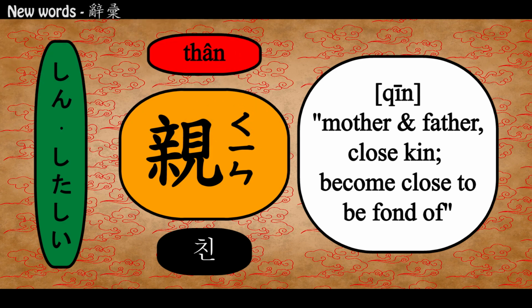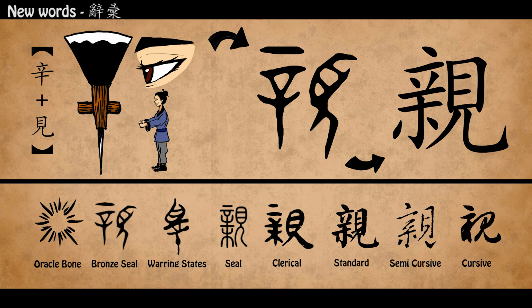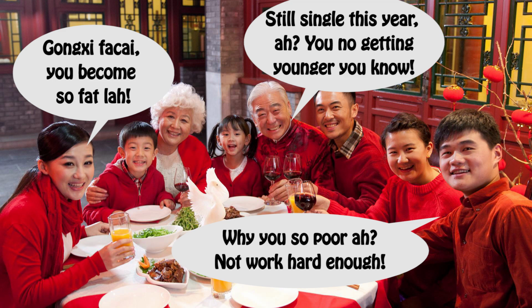Qin, mother and father, close kin, also to become close to or to become fond of. At the earliest, from xin, suffering, giving the reading, and jian, to see, to meet. I've heard enough horror stories from Chinese seeing their parents over Spring Festival that I think I get right what this character is getting at.